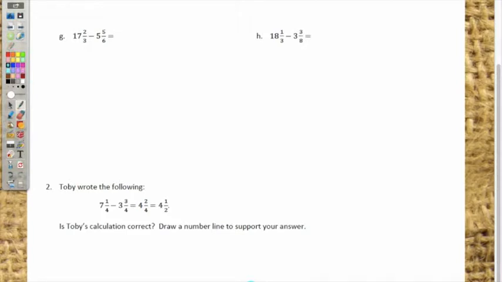All right, let's take a look at this one. So I have a choice to make here in a minute. Let's get it written down first. 17 minus 5. 12. So 12 and 2/3 minus 5/6.